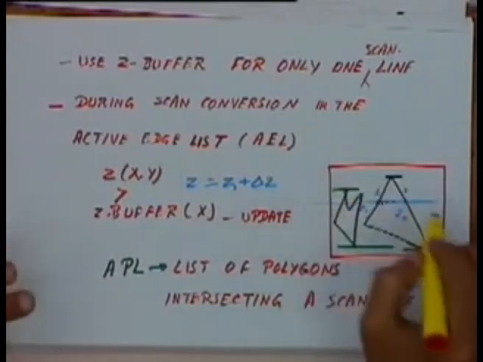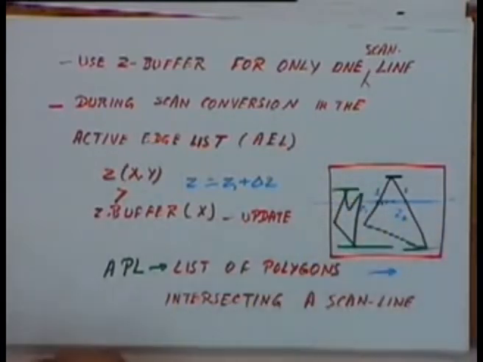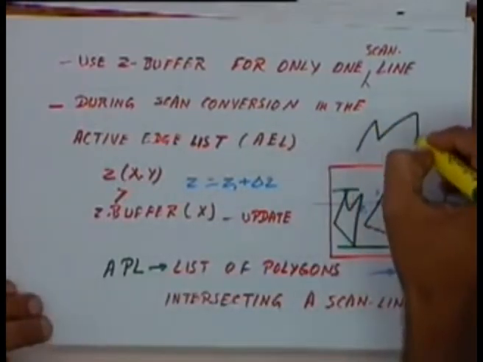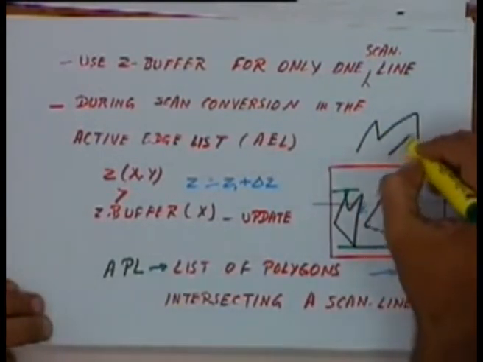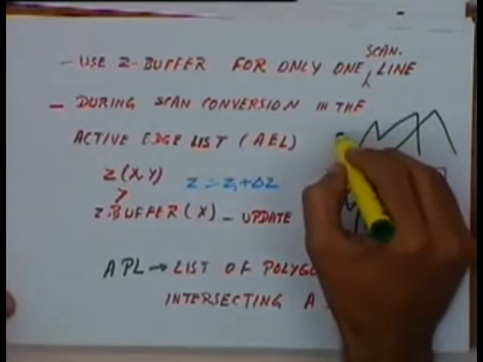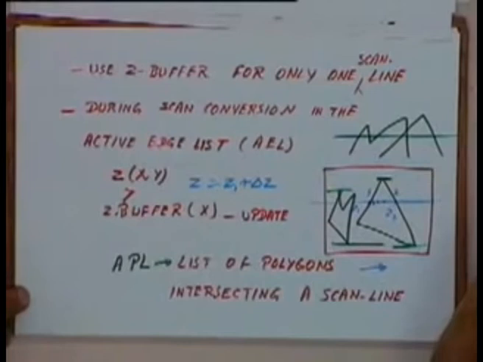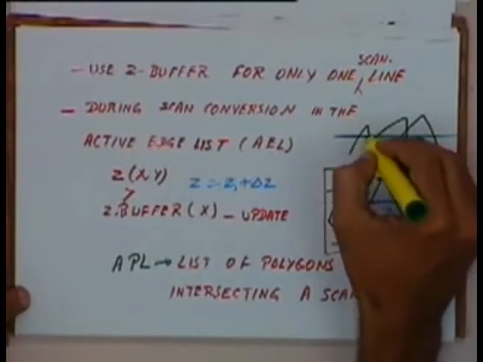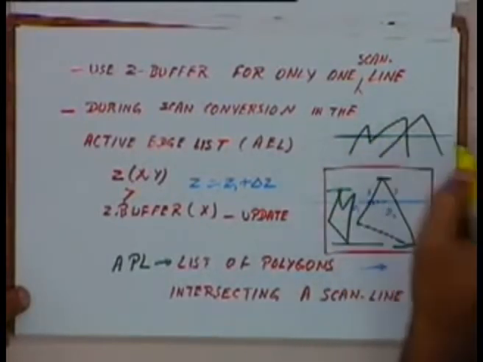let's say if you just maintain an active polygon list, we might have a situation like this. Okay, we have one polygon like this and another polygon like this. Okay, you are looking at a scan line like this. This is intersection 1, 2, 3, 4, 5 and 6.